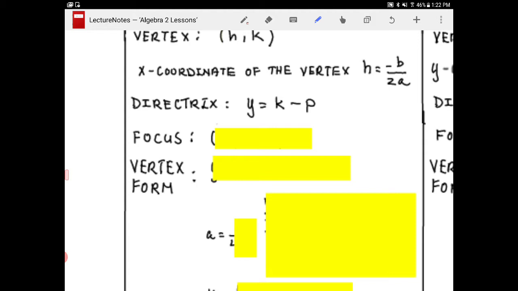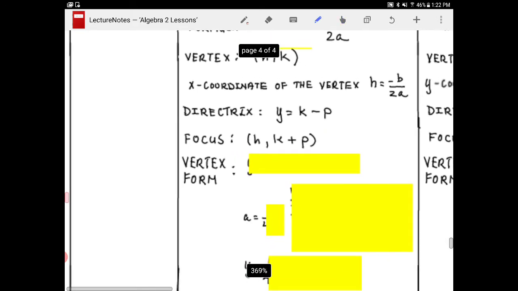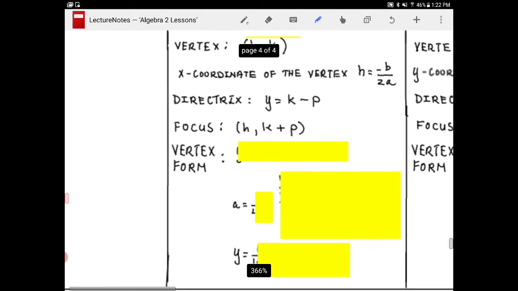And we also developed the location of where the focus is. The focus is going to be p units above the vertex. So for that reason, we're going to add p to the y coordinate of the vertex, which is why now we have h comma k plus p.